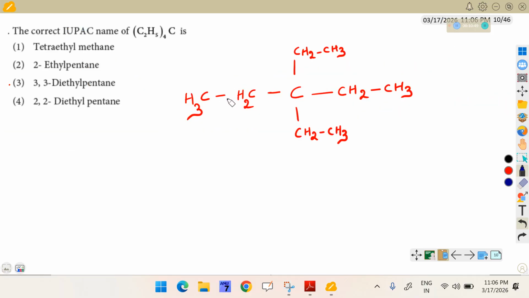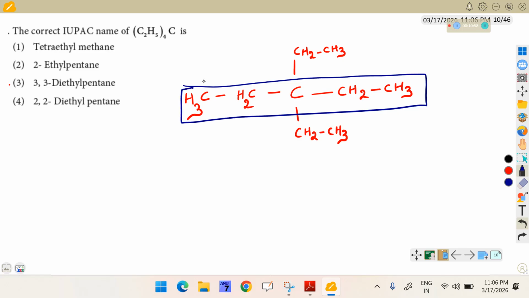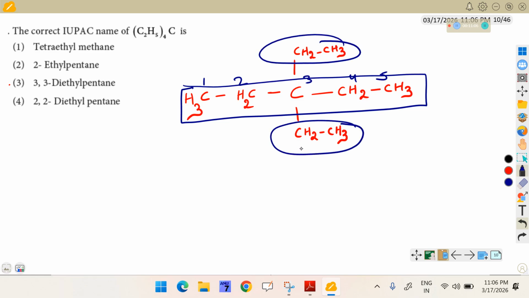The correct IUPAC name of C2H5 taken 4 times C. This is the structure of C2H5 taken 4 times C. Give the numbering 1, 2, 3, 4, 5. At the third position, a branch is present. At the third position, one more branch is present. The branch name is ethyl. So 3,3-diethylpentane. Third option, correct option.